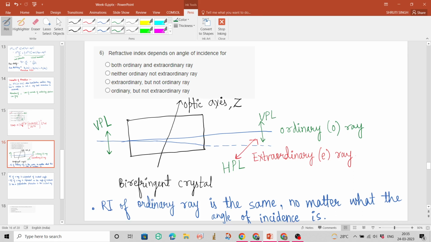So the refractive index of the E ray is dependent on the angle, but not for the ordinary ray. To answer this question, the refractive index depends on the angle of incidence for the E ray, but not the O ray. So the answer is C. It depends for the E ray, but not the O ray. These are wrong.